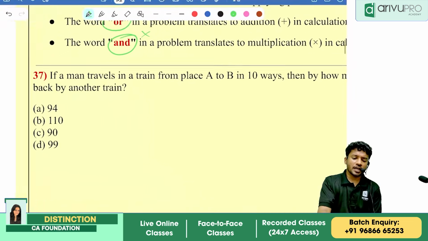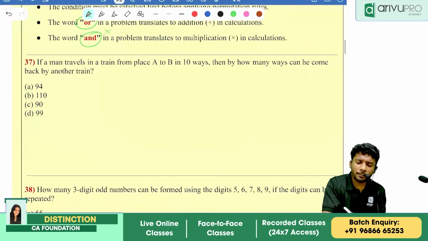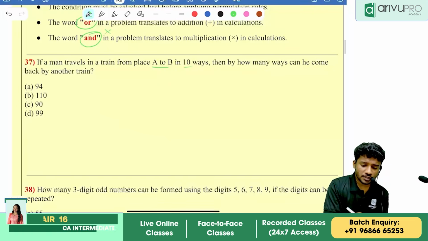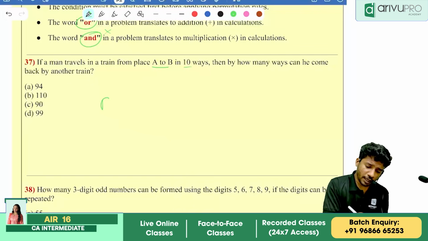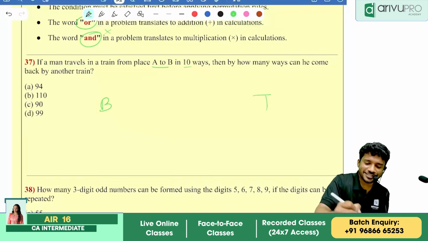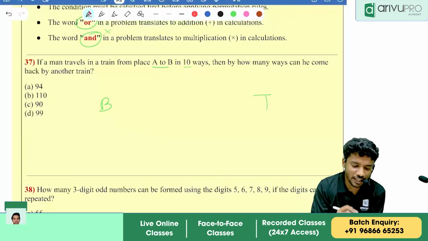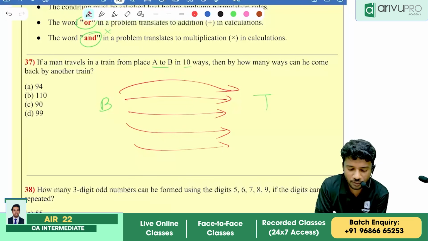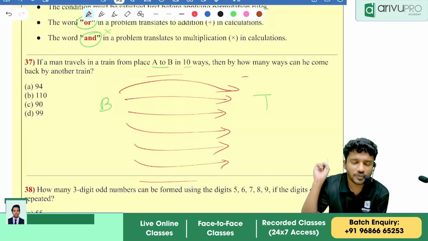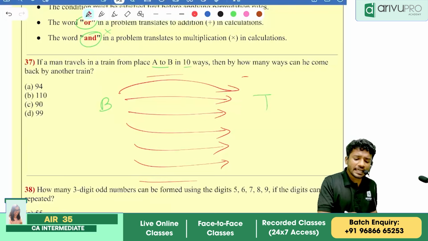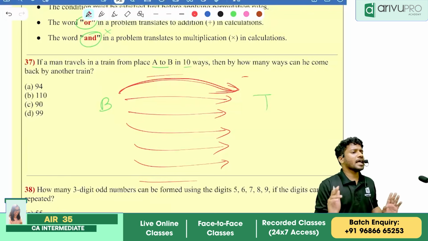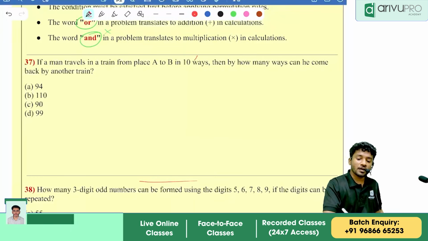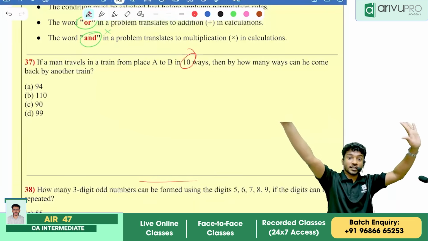First question. If a person travels in a train from place A to B in 10 ways, what is the question? For example, yesterday we went to Tanjavur, right? I am in Bangalore, then I want to go to Tanjavur. There are 10 different trains which can take me to Tanjavur. The question is: I can take one of the trains, and I cannot take the same train while coming back.